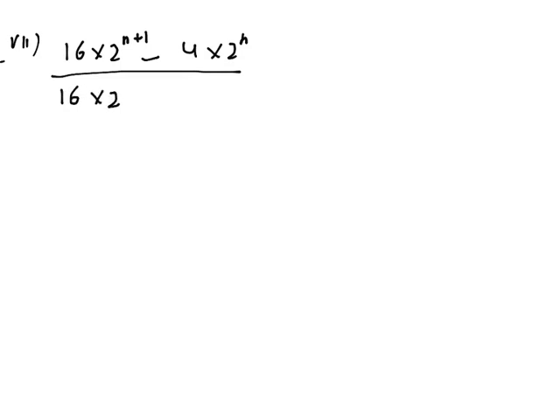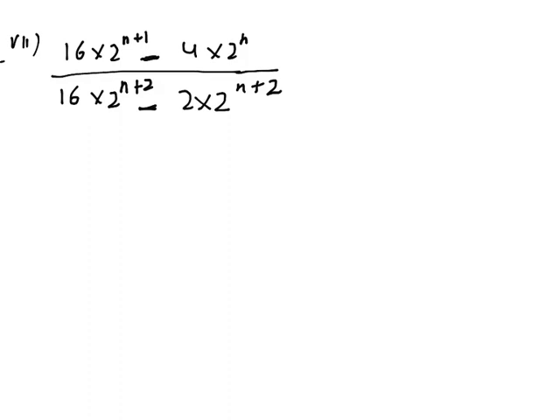Now next we have 16 times 2 raised to the power n plus 1, minus 4 times 2 raised to the power n, divided by 16 times 2 raised to the power n plus 2, minus 2 times 2 raised to the power n plus 2. Now how will we solve this question? As we have the divide sign, but here we have subtraction, we cannot simply add or subtract the powers.